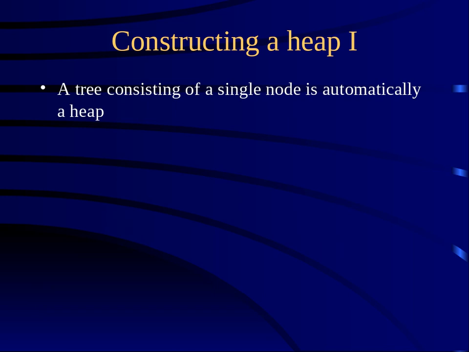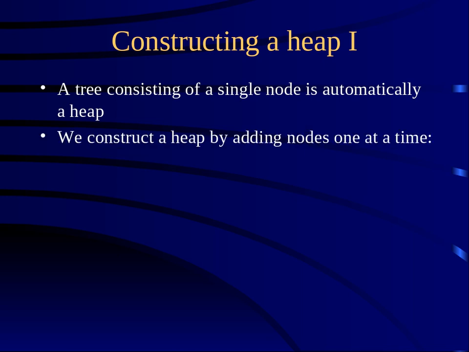So how do we construct a heap? A tree consisting of a single node is automatically a heap, right? Because it's one node. It's a great data structure. You have one node, it's everything. It's a linked list, it's a binary tree, it's an array, it's a graph, it's everything we want.